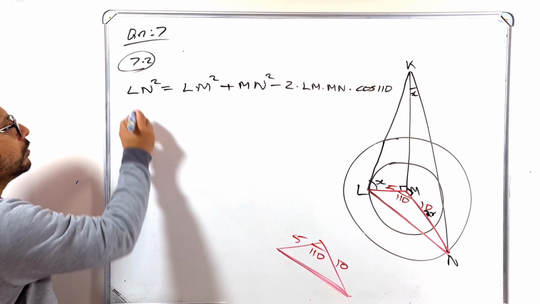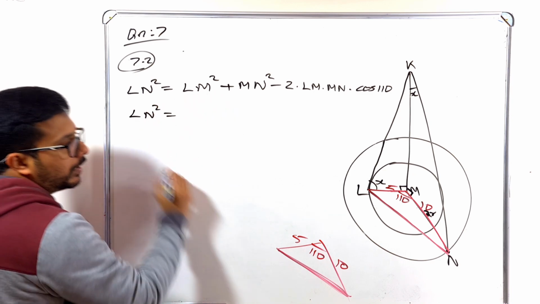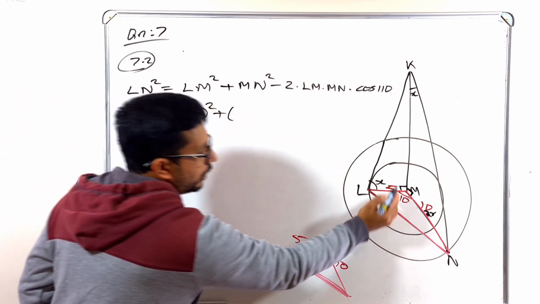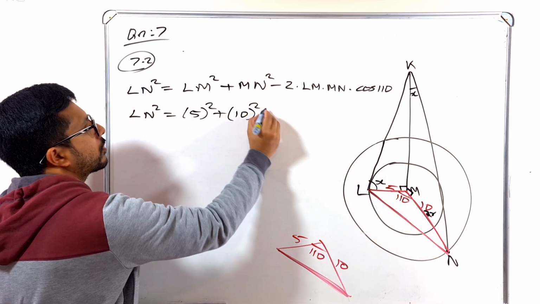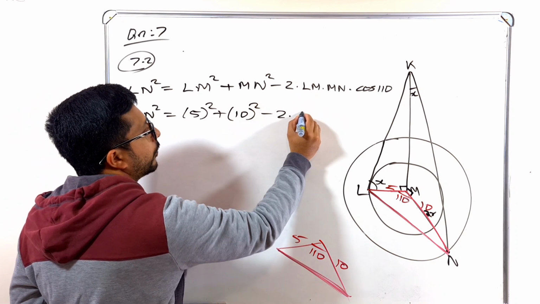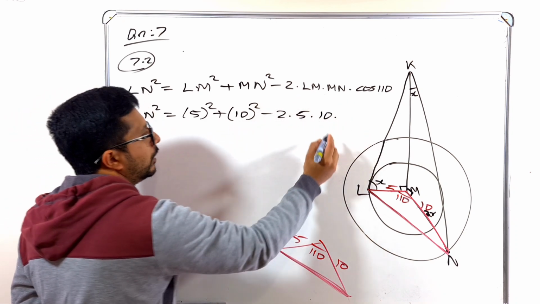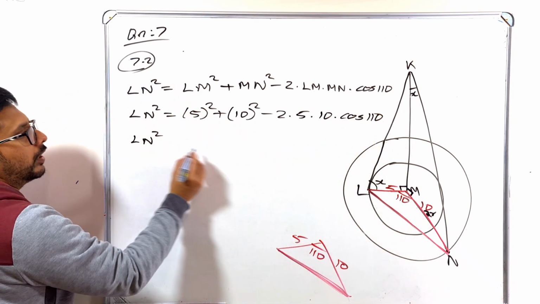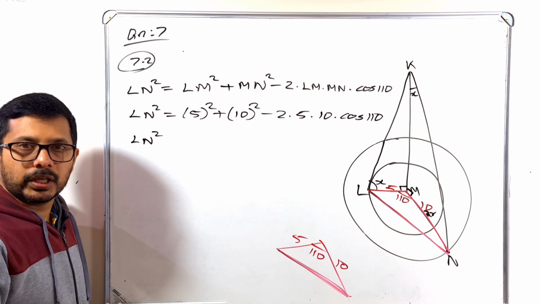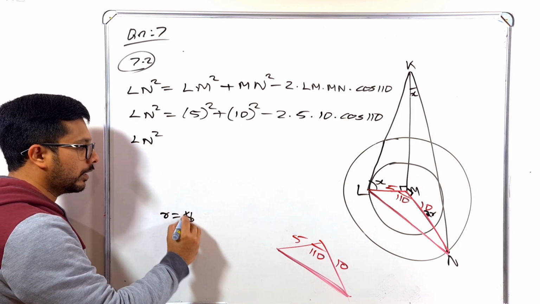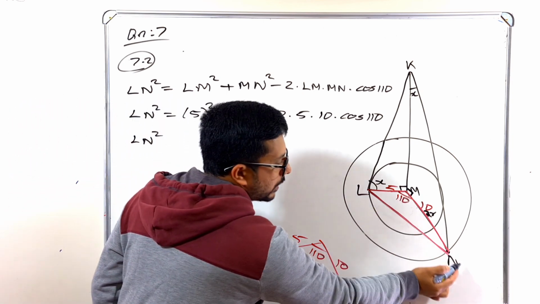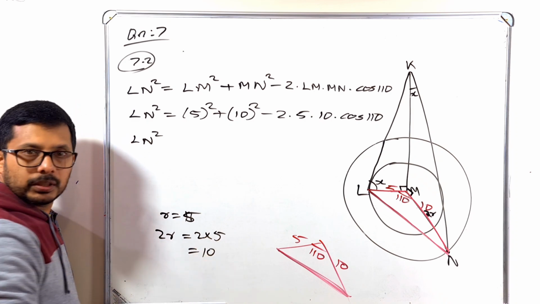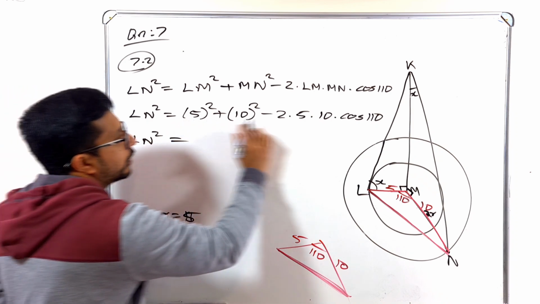Okay, substitute the values. So LN square is equal to LM is 5, so 5 square plus MN is 10, so 10 square minus 2 into LM, that is 5, into MN, that is 10, into cos of 110. So take your calculator, try to find. How do you get this 10? It is given that r is equal to 5. And this MN is 2r, so it is 2 times 5. That is how I got 10. Okay, anyway, take your calculator, try to find the answer of this one.